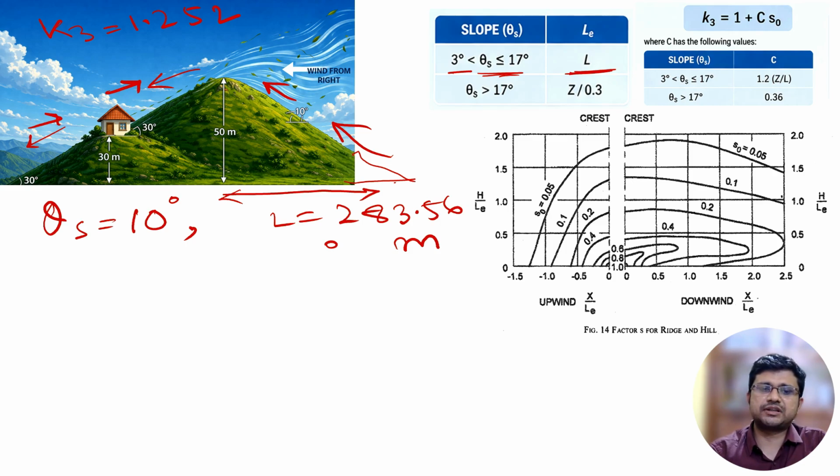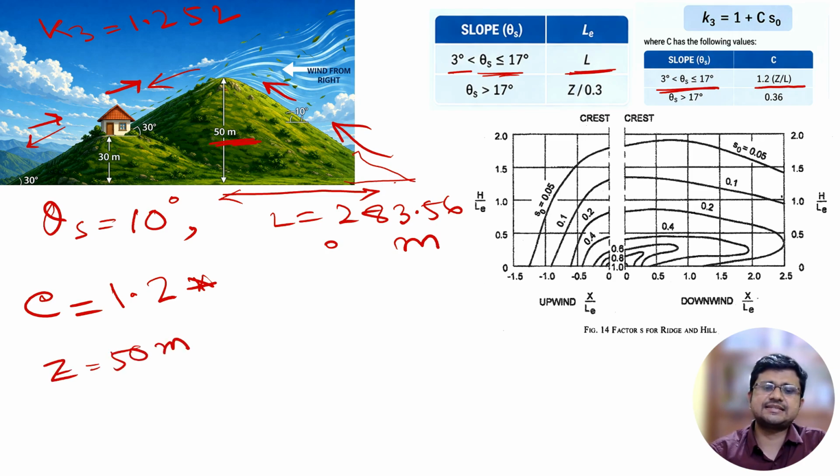Now we have to calculate the value of C. C will be how much? When the ground slope is in between 3 to 17 degree, C will be 1.2 into Z by L. So 1.2 into how much is Z? Z is this particular height of the topographic feature, which is 50 meter. What is H for this building? H will be 30 meter.